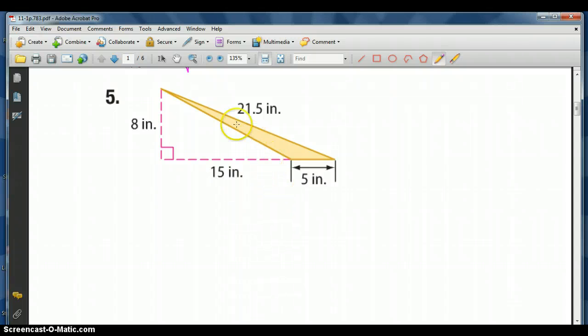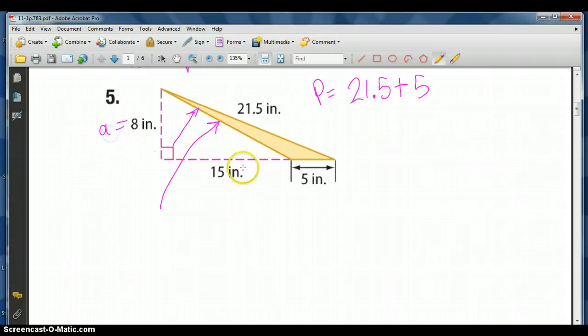For number 5, we have this triangle that we want to find the perimeter of. So to find the perimeter, we would add all of our sides together, so 21.5 plus 5 plus this side right here. Well, what is this side? That side is the hypotenuse of a right triangle with legs of 8 and 15. So use Pythagorean theorem to solve for C.